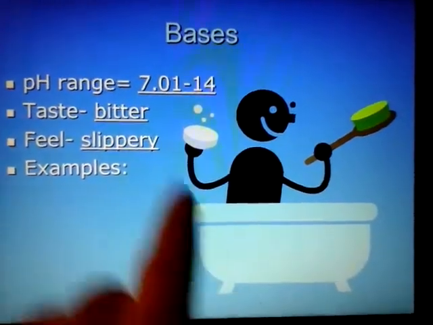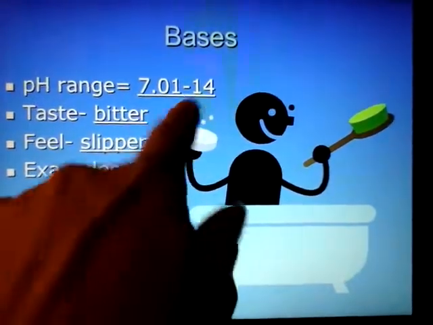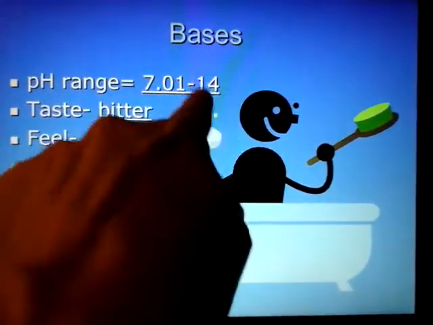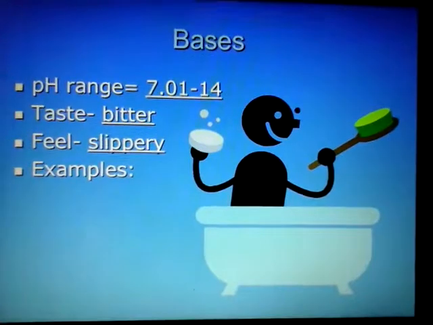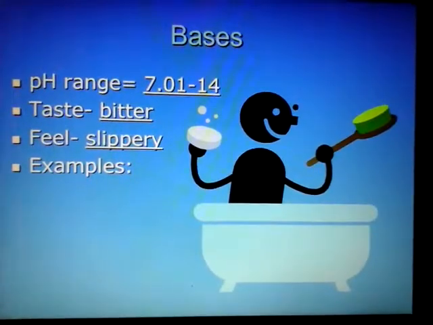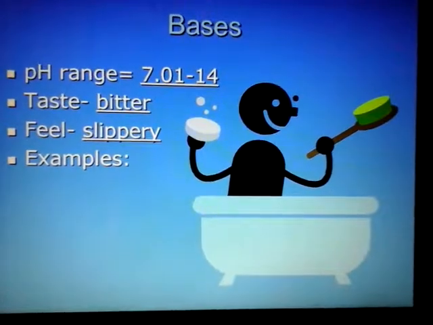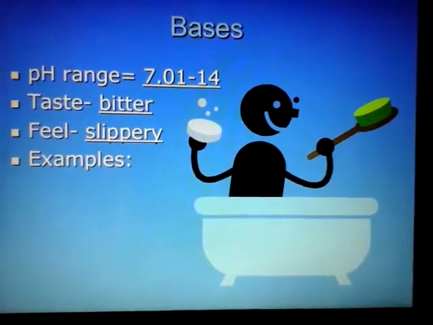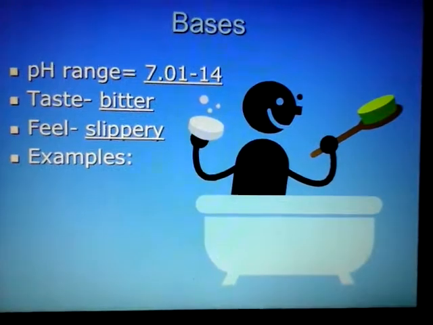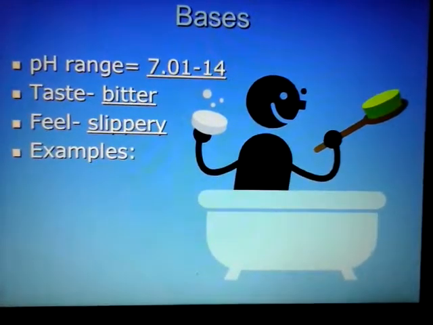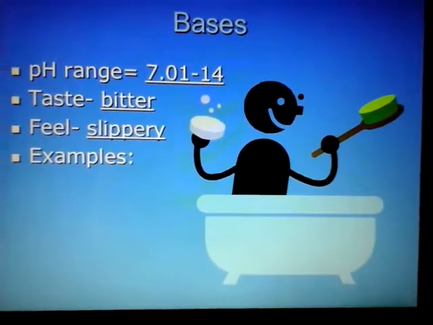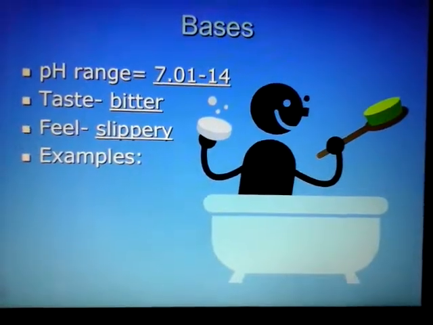If you're a base, you tend to go from 7.01 to 14. So up here, these are your stronger bases. They're going to have a lot of extra hydroxide in them. And bases taste bitter. Now, you know you're not supposed to put different bases in your mouth. You're not supposed to put soap in your mouth. You're not supposed to put bleach in your mouth. But you've all had soap get in your mouth before, and soap has a bitter taste to it.